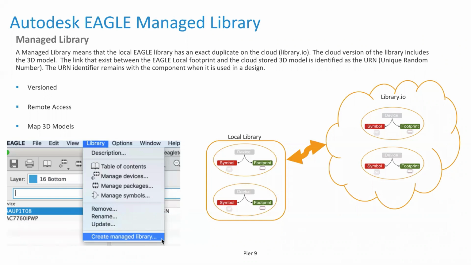I was trying to figure out how to visually represent my local library synchronized with my library.io cloud-based library. Okay, very well. Now, once my library is managed, I have multiple options to assign 3D models to my footprints. Let's go through those now.